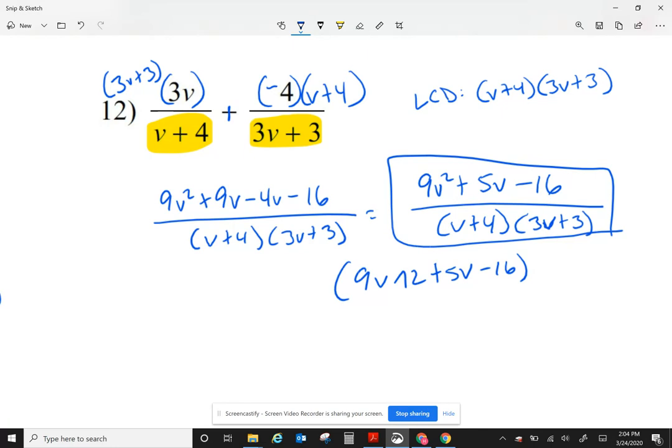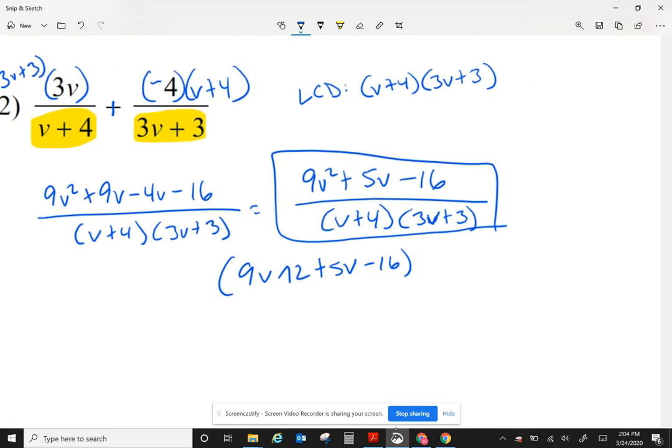Notice I'm putting everything inside a parentheses. I'm going to say this is over. The bottom, I'm going to open a big parentheses, but inside of it, I'm going to have a v plus 4 and a 3v plus 3.